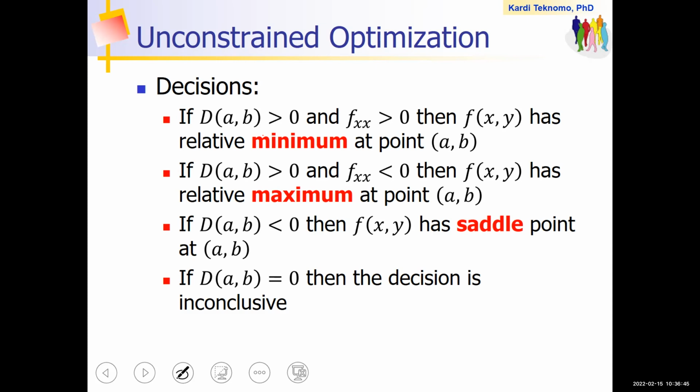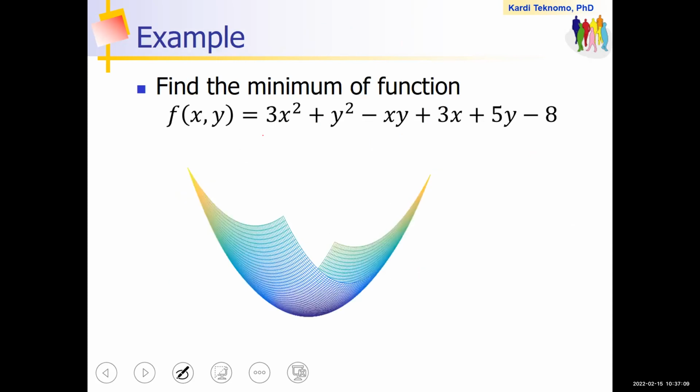Now, if the determinant is negative, then it has a saddle point. A saddle point is not necessarily a minimum or maximum. If the determinant is 0, then you don't know the decision. Usually we memorize these rules. Now let's take an example.